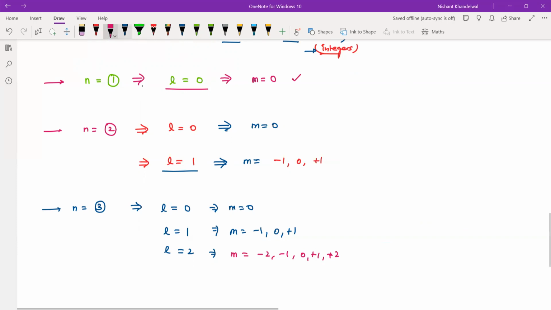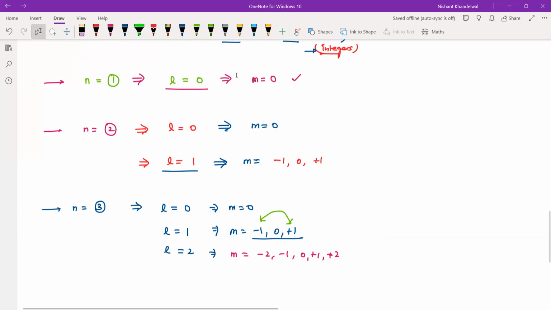Now in this, you can write either -1, 0, +1, or you can also write +1, 0, -1. Both are correct. According to your textbook, you have to follow. You have the choice to write -1 here or +1 here. You can begin with +1 or you can also begin with -1. Okay.